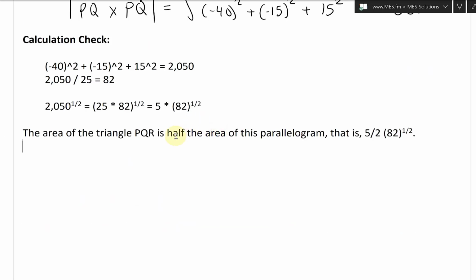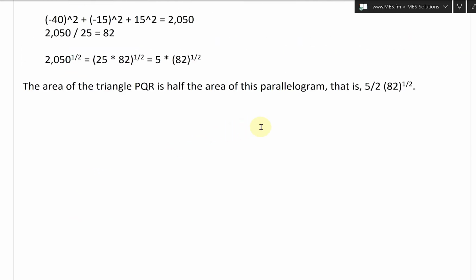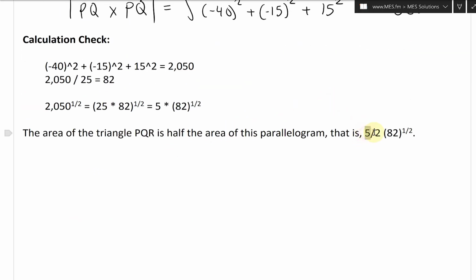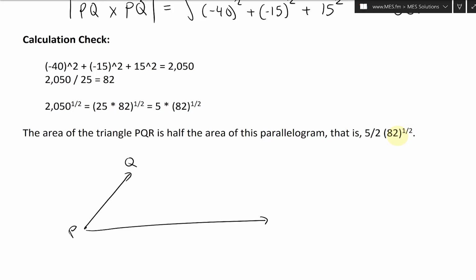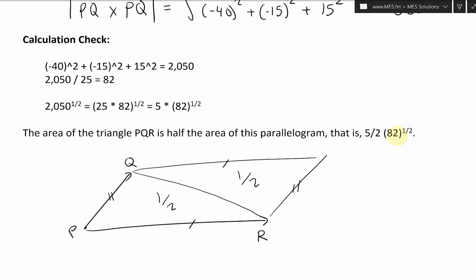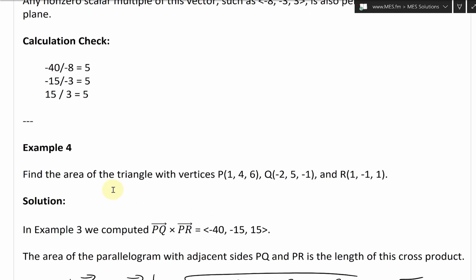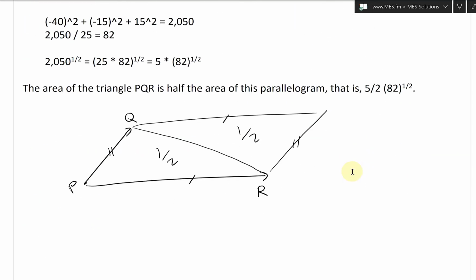And the area of the triangle PQR is half the area of this parallelogram, that is 5 divided by 2 times the square root of 82, or 82 to the power of 1/2. So in other words, if we have PQ like this and PR, and this is a parallelogram like that, then the area of the triangle is going to be 1/2 that. So half and half, and then we get a triangle, and that's what we were asked to get: the triangle PQR. So find the area of the triangle with vertices PQR.